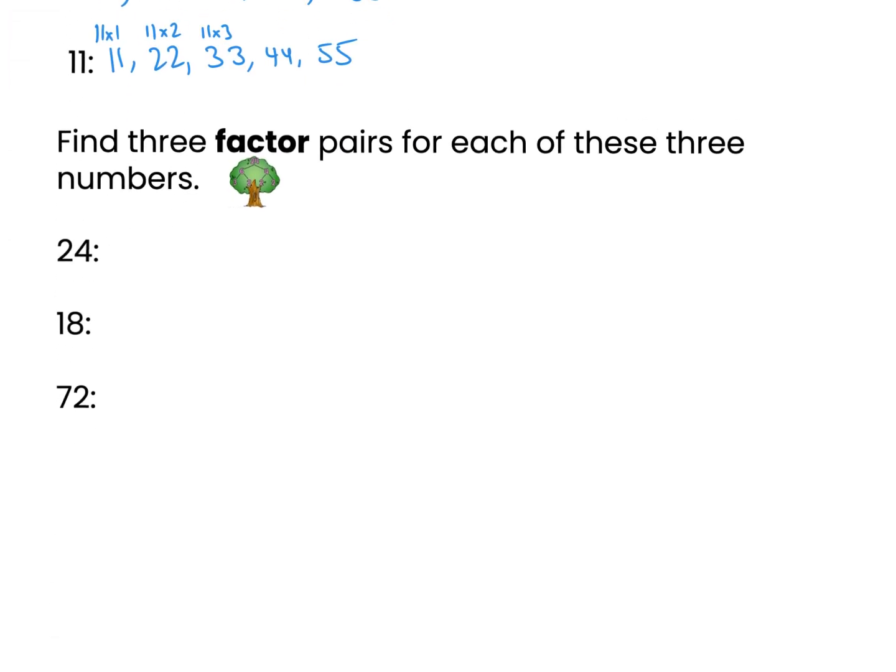All right, for our factor pairs, we can either do it as a rainbow or we can think of it as kind of the factor tree. So with the factor tree, 24, what are 2 numbers I can multiply to get 24? Well, you have 1 and 24. We could also do 2 times 12. We could also do 3 times 8, and that would be 3 factor pairs, but just to finish it out, we could also do 4 times 6.